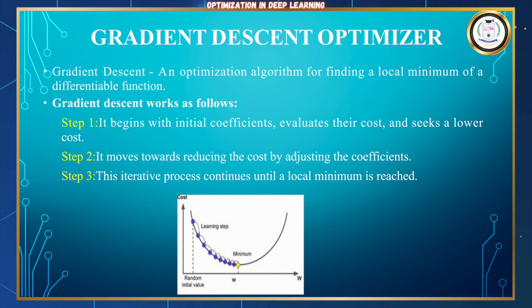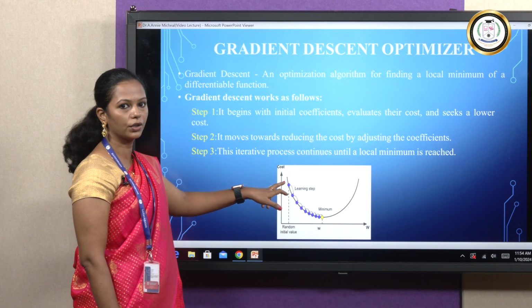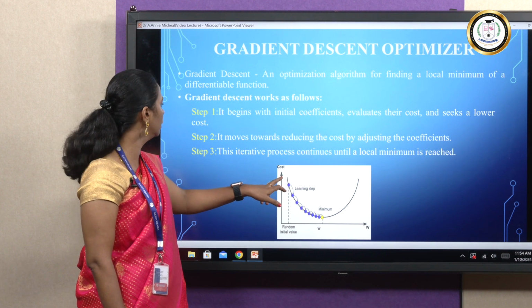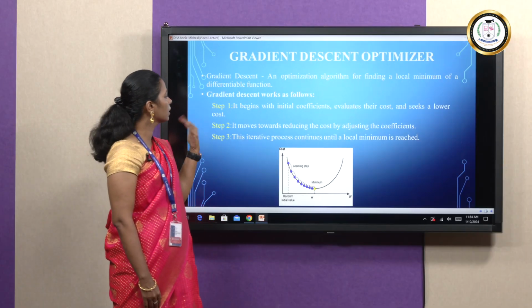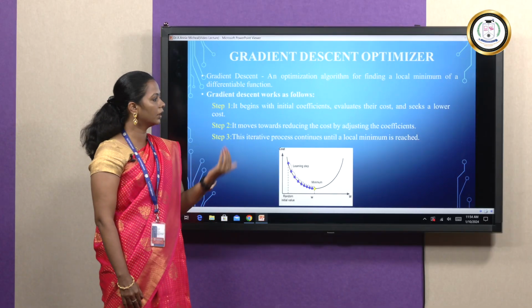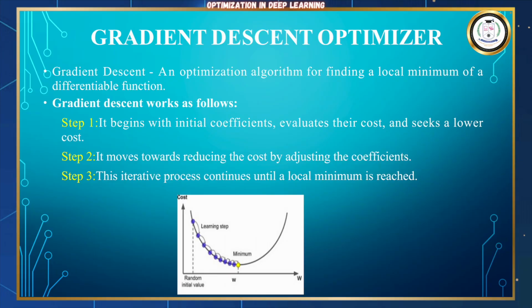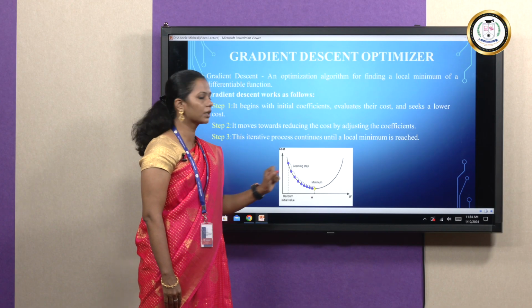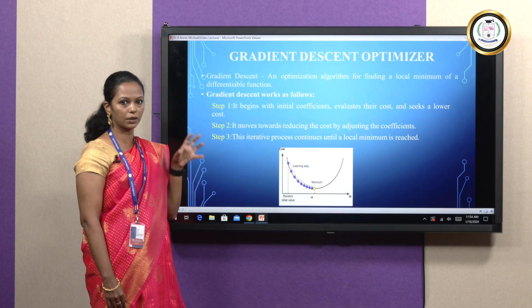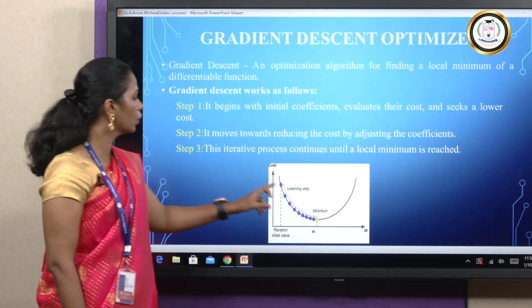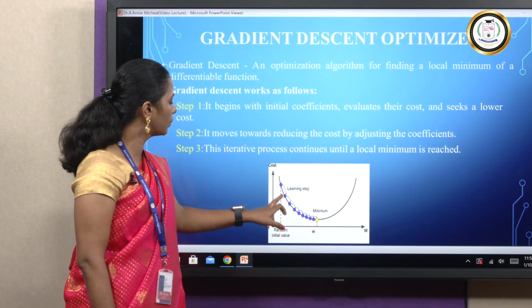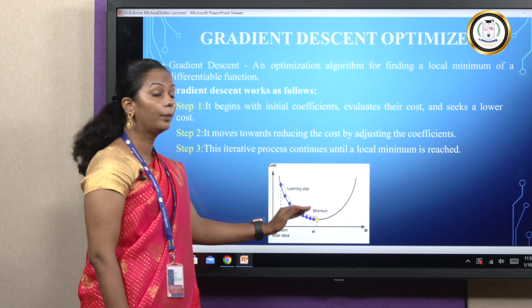So how does it work? First it will start with initial coefficients. We will take a random initial value and we will evaluate the cost. That cost is the error, and we will seek a lower cost, and the process moves towards reducing the cost by adjusting the coefficients. So this iterative process continues until the local minimum is reached. The local minimum is nothing but the value of a loss function that is minimum at a point in a local region. So your error has to be minimum, and this process iterates until we reach the minimum error.